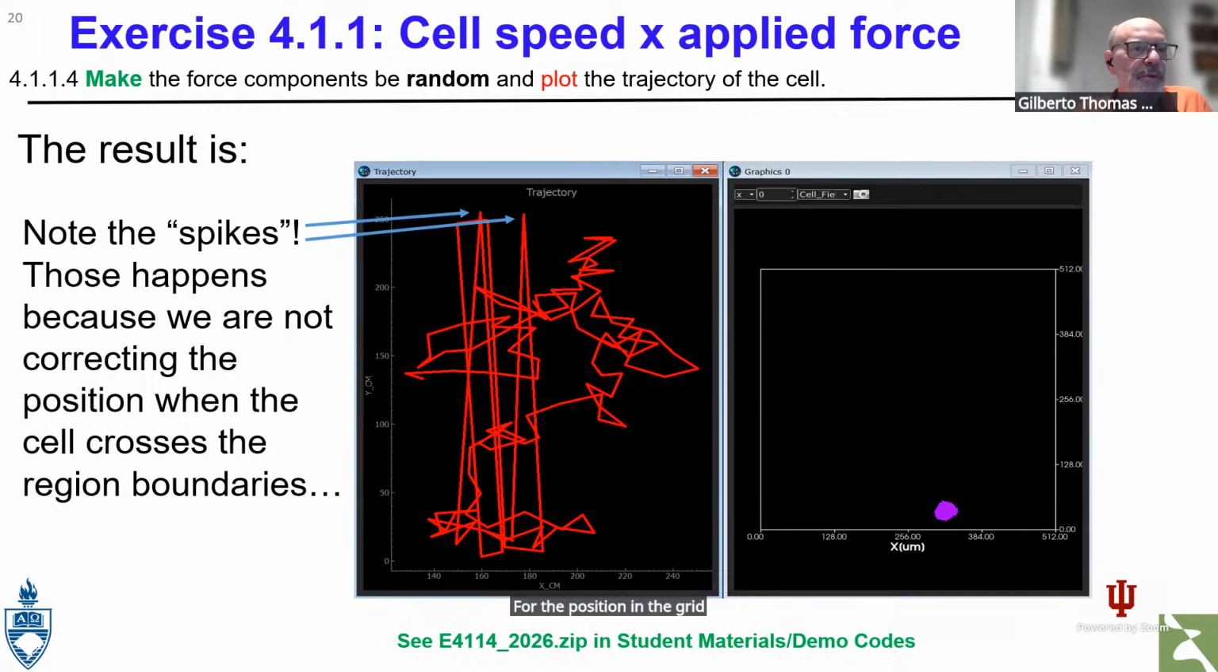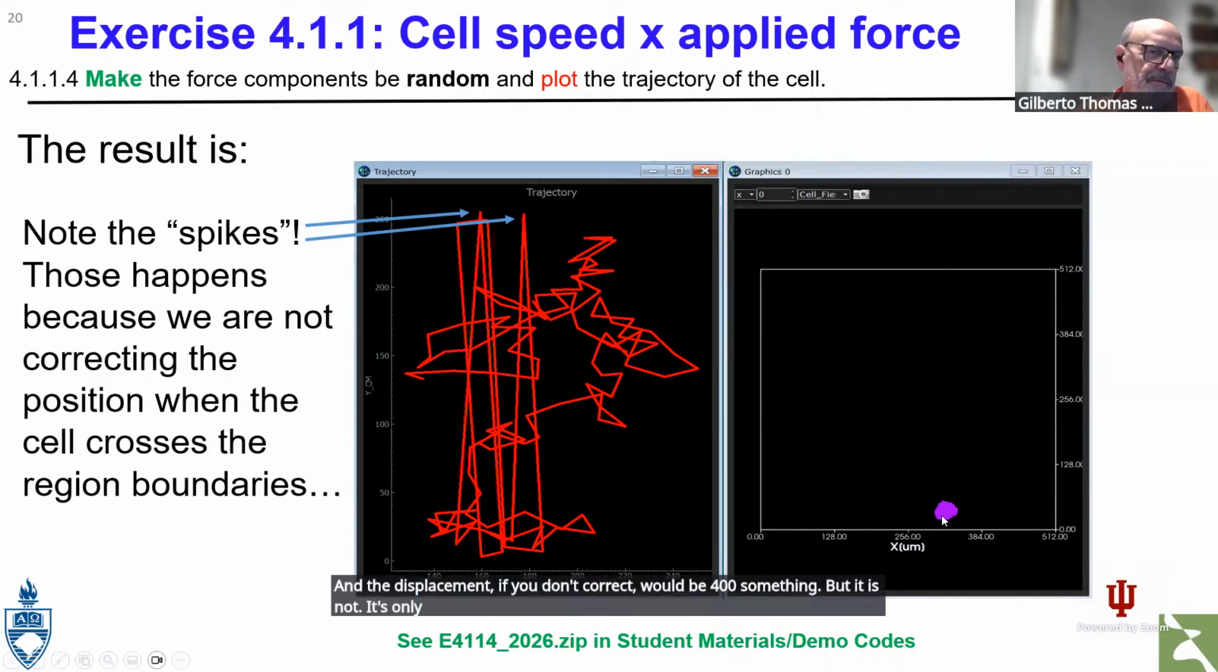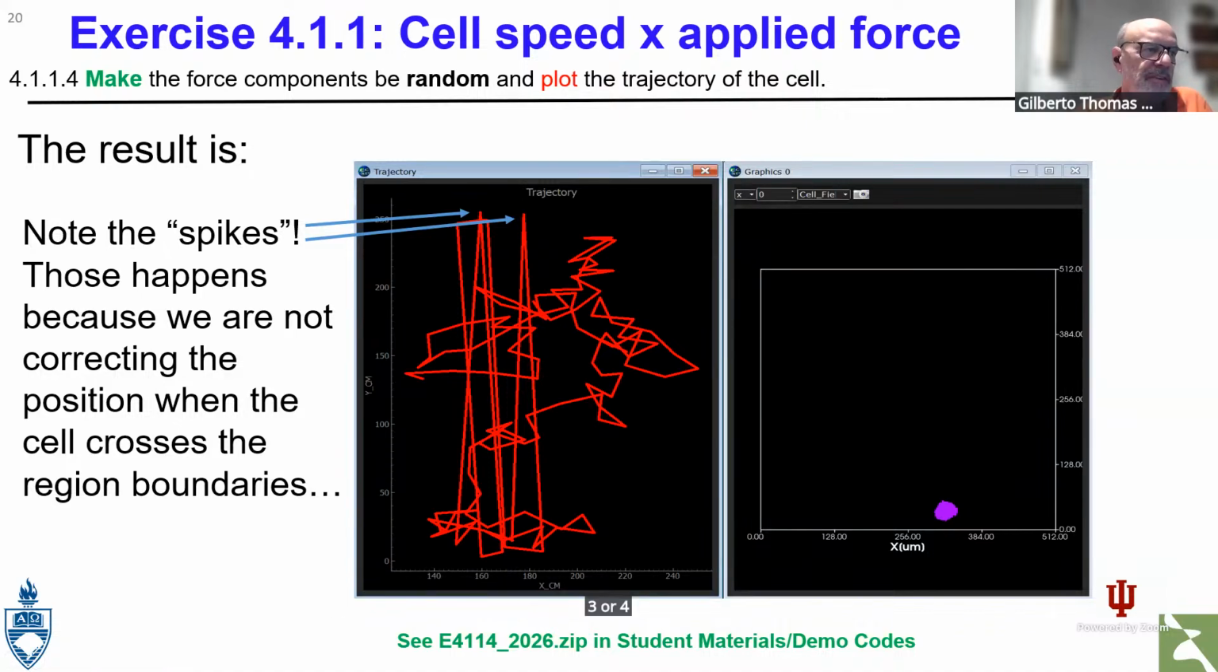Now, at that point we are moving from a point near 0 to a point near 500, for example. And the displacement, if you don't correct, would be 400 something. But it is not. It's only 3 or 4 pixels. You have to correct that. Okay? Those corrections are in green in the code.